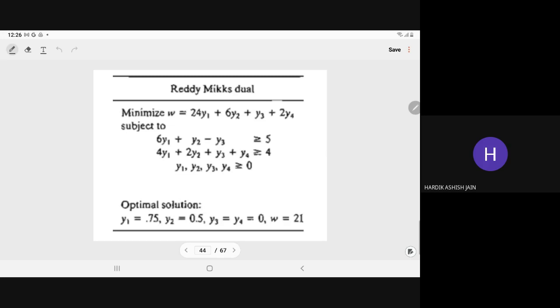Clear? If you solve the dual, you will get the following optimal solution. y1 equal to 0.75, y2 equal to 0.5, y3 and y4 equal to 0, and W will be the same as 21. Now, as I have told you, y1 and y2 represent the worth. So you can note the worth, or importance, of material M1 is 0.75, and the importance of material M2 is 0.5.